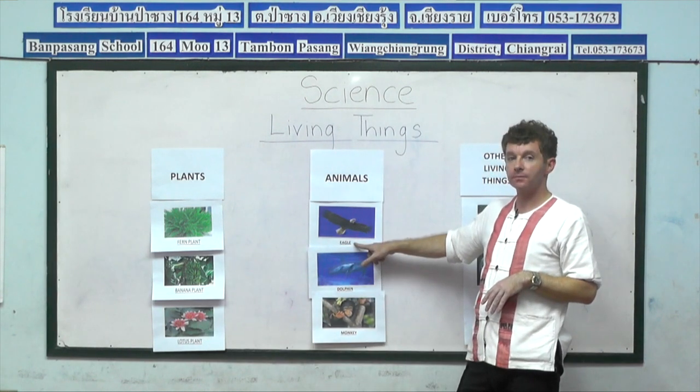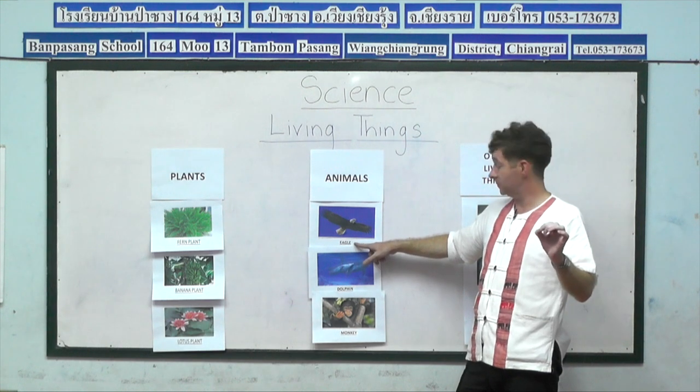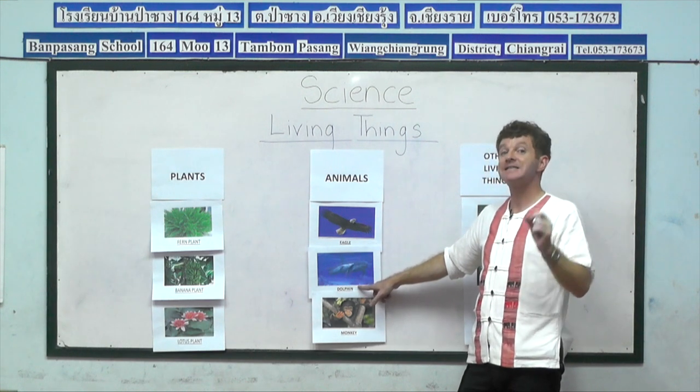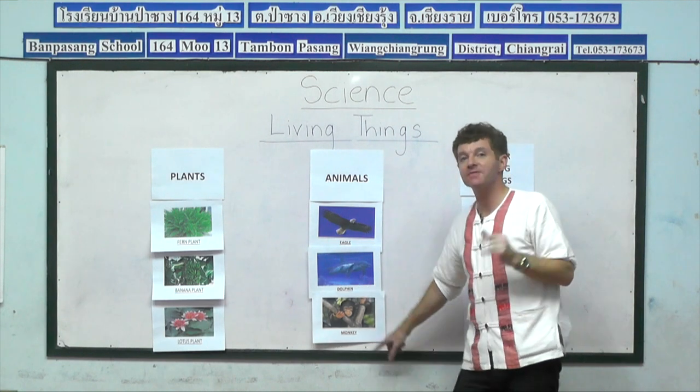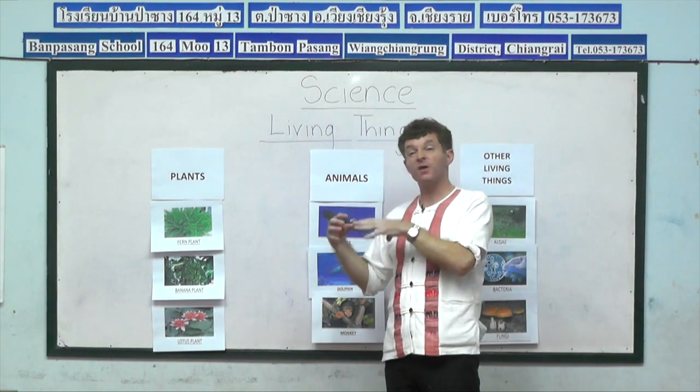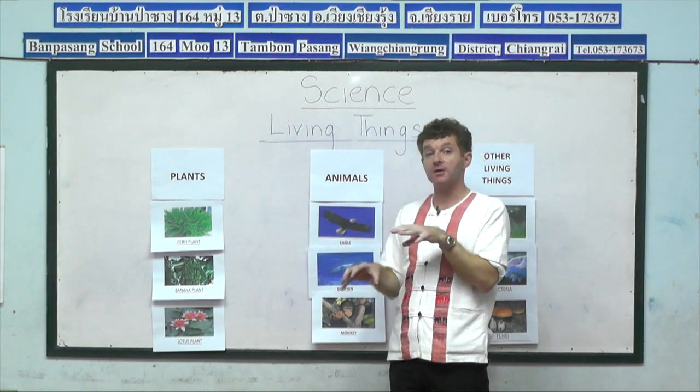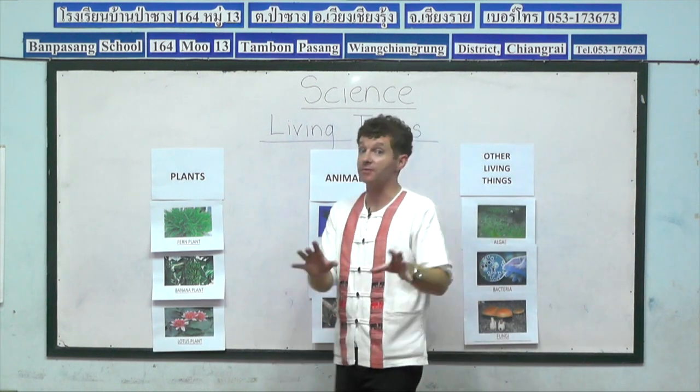Animal. Eagle. Bird. Dolphin. Sea animal. Monkey, land animal. So you can see, even within one category, we have different subcategories of animals.